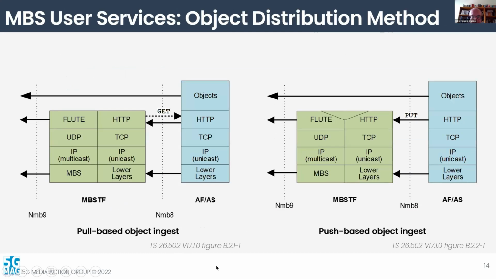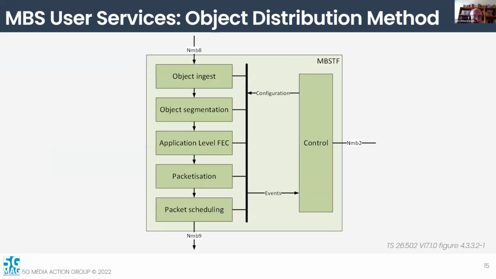So this is a kind of protocol stack view of how the MBSTF, this green part, works. For the object distribution method, we just illustrated here the pull-based method and the push-based method. The only difference between the two is that in the pull case, you issue a GET to the upstream web server and it responds, whereas in the push case, you're just directly pushing items onto the MBSTF. In both cases, the MBSTF is effectively translating HTTP unicast into a FLUTE-based protocol in Release 17, and that's sent over IP multicast packets. So that's pretty straightforward. And this is just a picture of what's going on inside the MBSTF for that case.